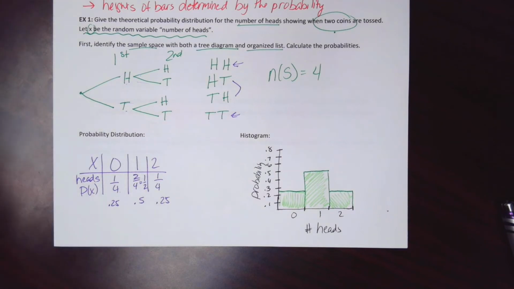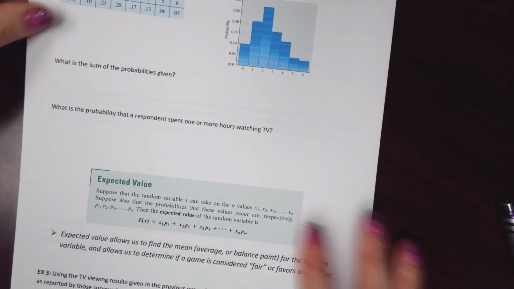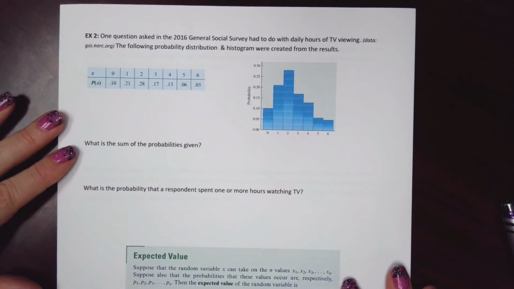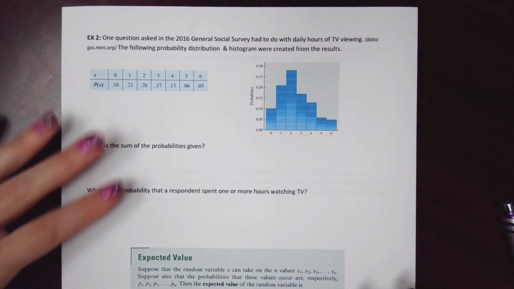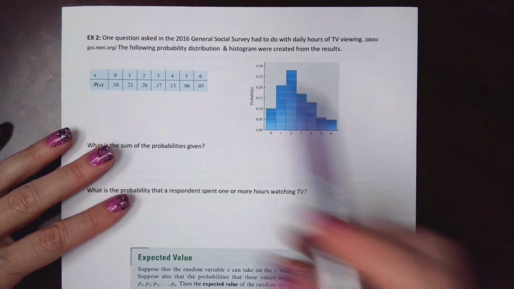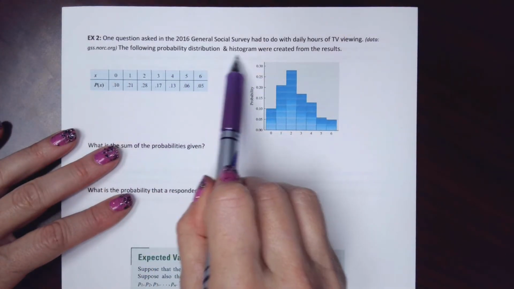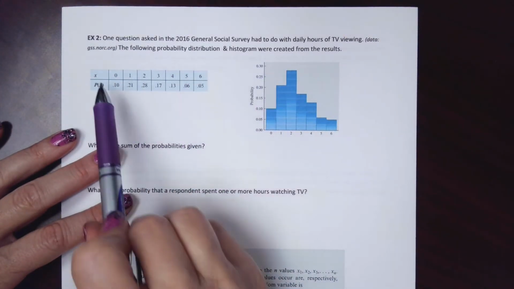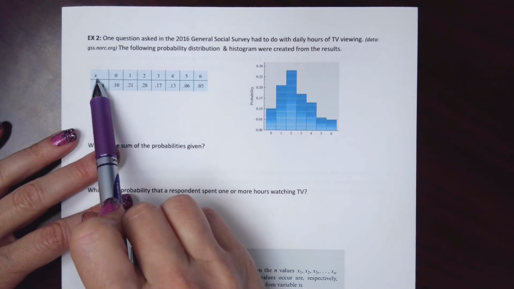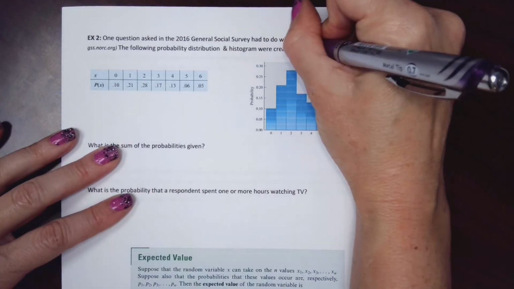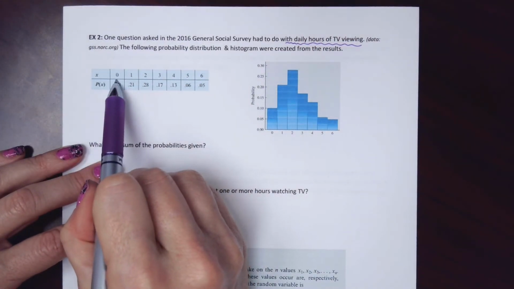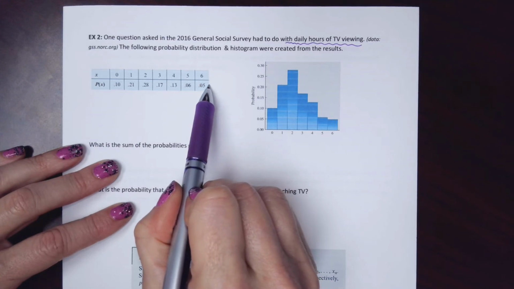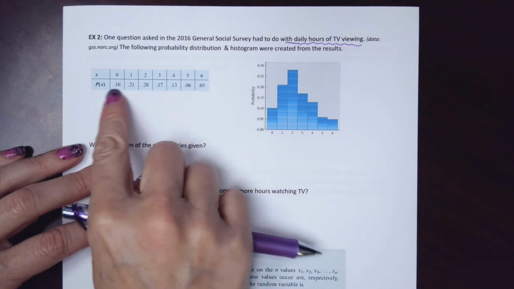Okay, let's look at the next page. We're going to do some application problems here. One question asked in the 2016 General Social Survey had to do with daily hours of TV viewing. The following probability distribution and histogram were created from the results. So X is going to be my random variable. It represents the number of daily hours of TV viewing. So I see that we went from 0 hours a day up to 6 hours a day. And then we have our probabilities that someone answered that number.